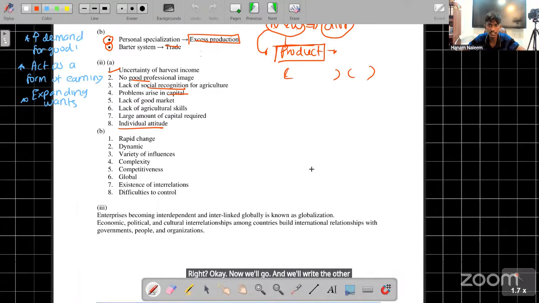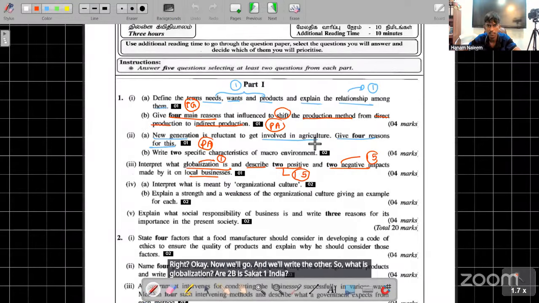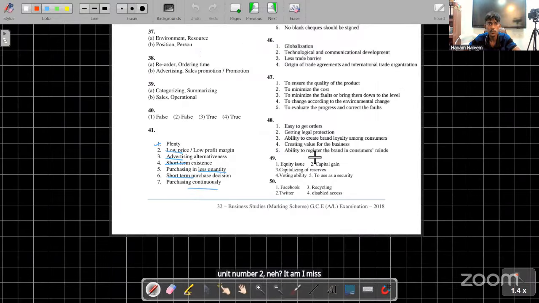So what is globalization? Our 2B is the second one, India. Unit number 2, right? I missed it. Okay, hurry.